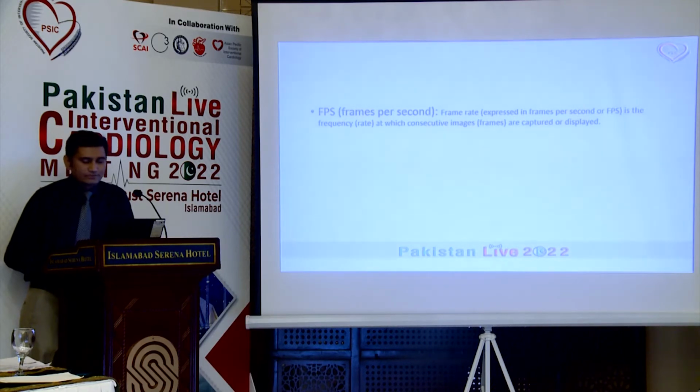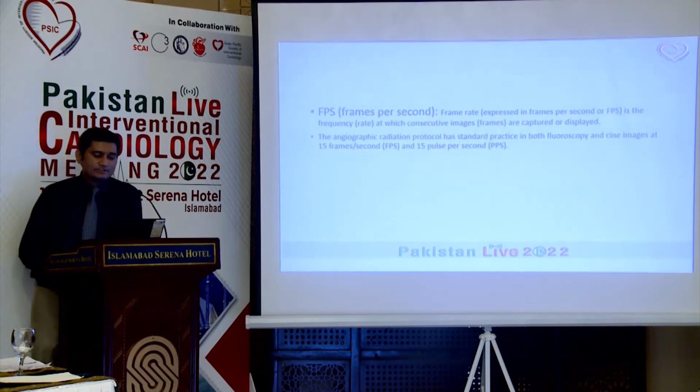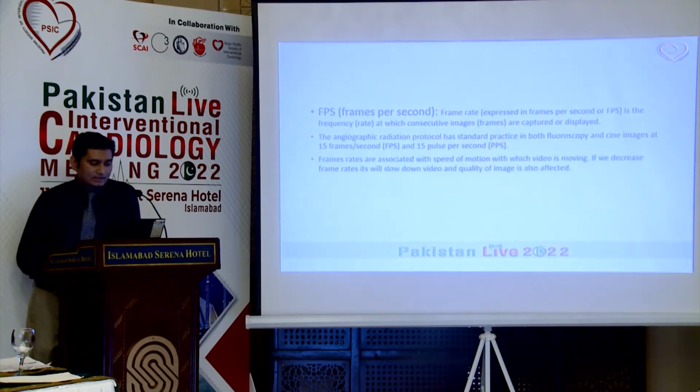So what is frames per second, as we see on the fluoroscopy? Frame rate is expressed in frames per second or FPS. It is the frequency or rate at which consecutive images are captured or displayed. The angiographic radiation protocol has standard practice in both fluoroscopy and cine images at 15 frames per second and 15 pulses per second. Frame rates are associated with speed or motion with which video is moving. If we decrease the frame rate, it will slow down the video, and if we increase it, the video will speed up, and the quality of images is also affected.